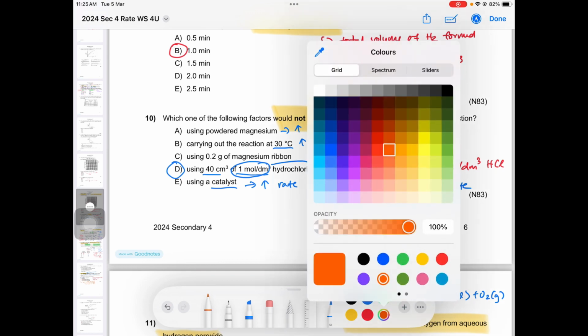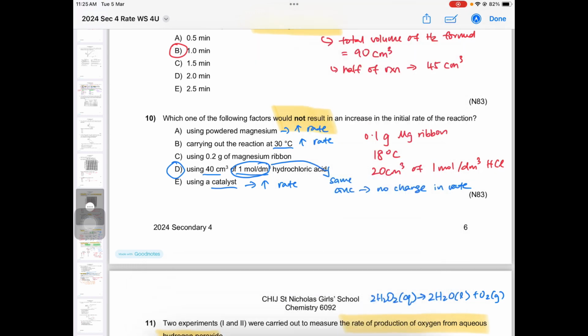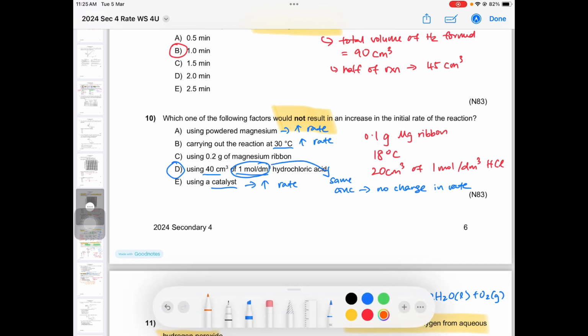Now, for those of you who are wondering about option C, why is it that when I use a bigger mass of magnesium ribbon, the rate will increase? All right, so the explanation is because it is a piece of magnesium ribbon. So let's say this is 0.1 gram. Therefore, if it's a 0.2 gram magnesium ribbon, it would be about twice as long. So if you look at the diagram, you can see with a 0.2 gram piece of magnesium ribbon, this will give us a bigger surface area. So this one would definitely increase the rate as well.